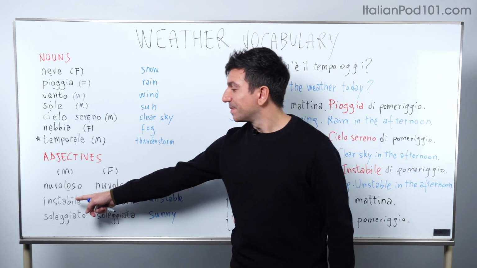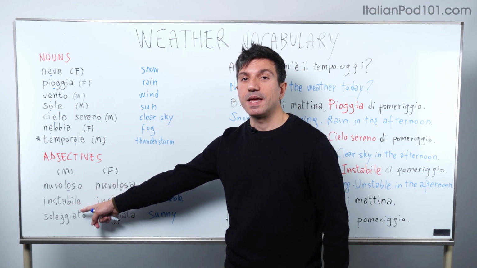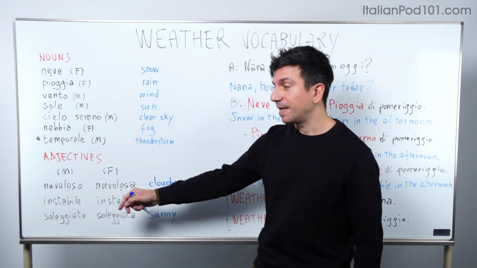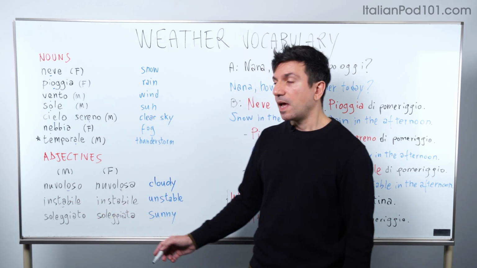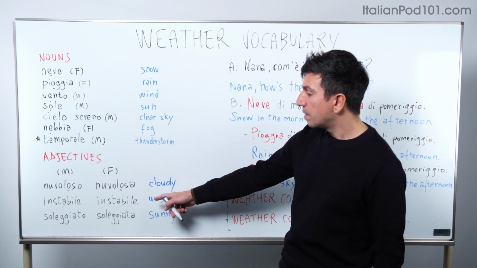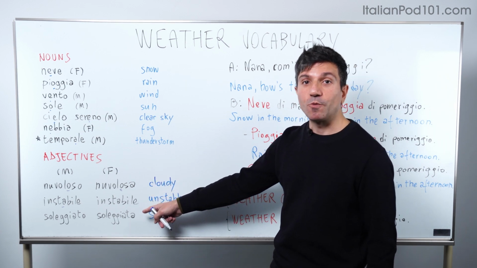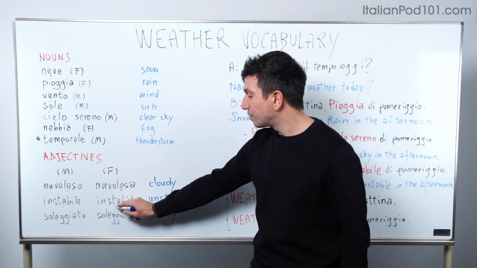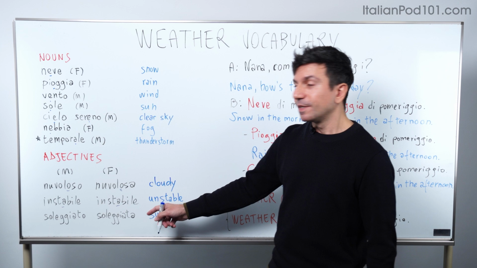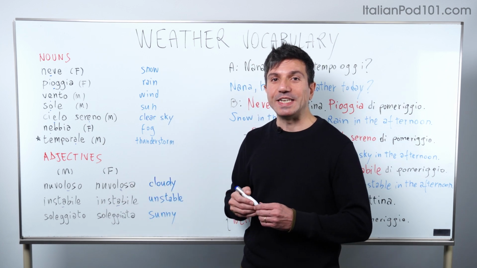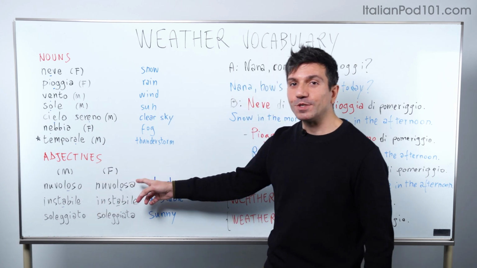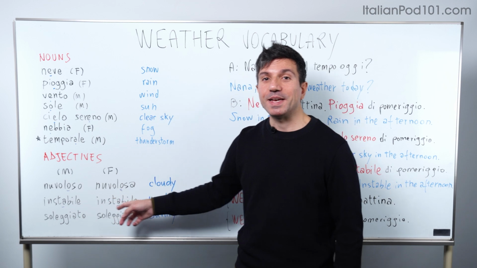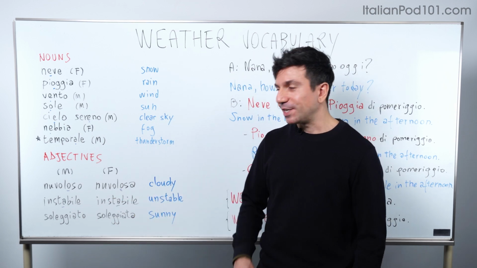Next one, instabile. The accent is on A. In this case, did you notice, for the feminine form, we have the same word with the same pronunciation, instabile. So we can realize that we have in Italian two kinds of adjective, like this, nuvoloso, nuvolosa, or like this, instabile.